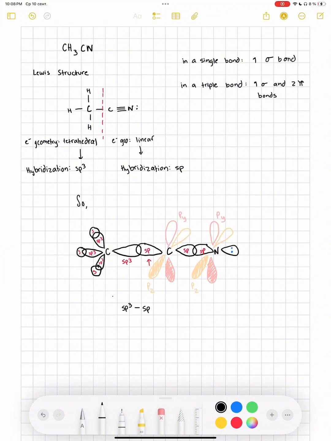So we got an sp3 overlapping with an sp for our first carbon to carbon. Now with our carbon to nitrogen we have an sp-sp. And that should be that. And then on our outside where we have our bonds to the 3 hydrogens will just be 3 sp3s. That again is also due to the fact that it's tetrahedral. So this is our sketch.